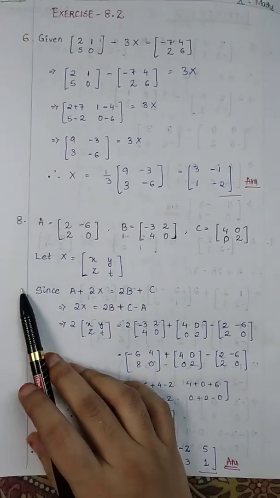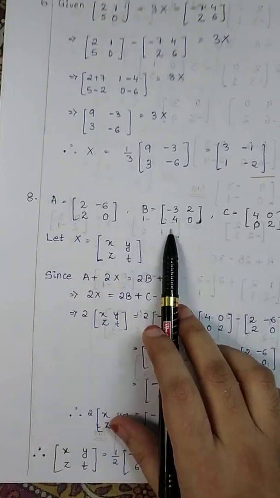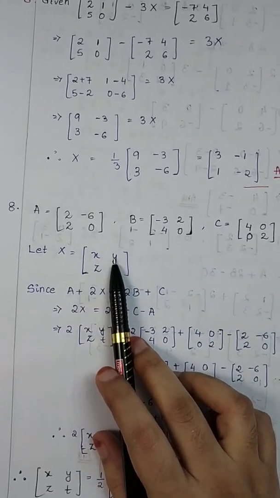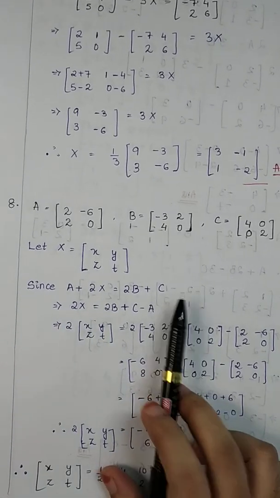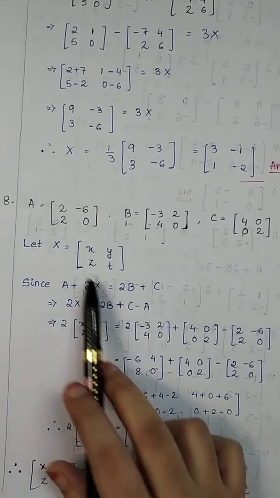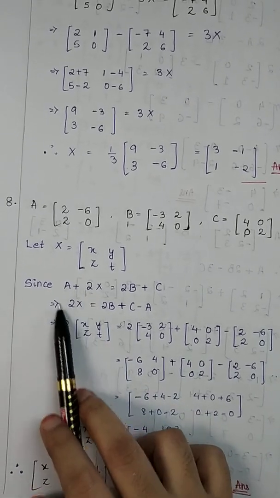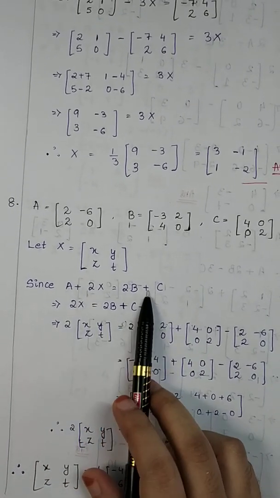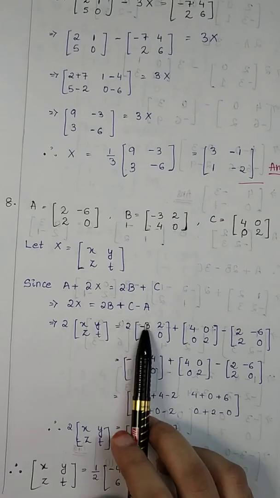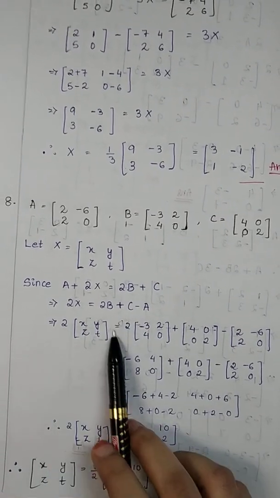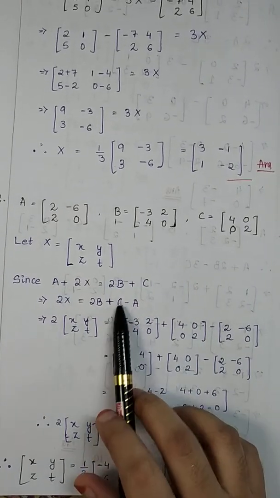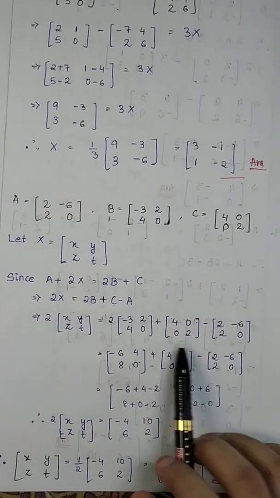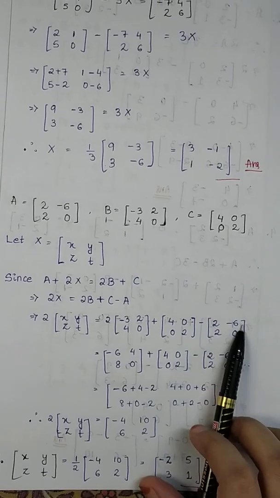Now question number 8, here the matrices A, B, C are given. You have to find the value of x given this equation. So for this equation, because you need to find the value of matrix x, first you write 2x is equal to 2b plus 2c. A will be shifted, it will become minus a. After that, put the values. So 2b will be 2 times the b matrix, then plus c will be this matrix, minus a will be this matrix.